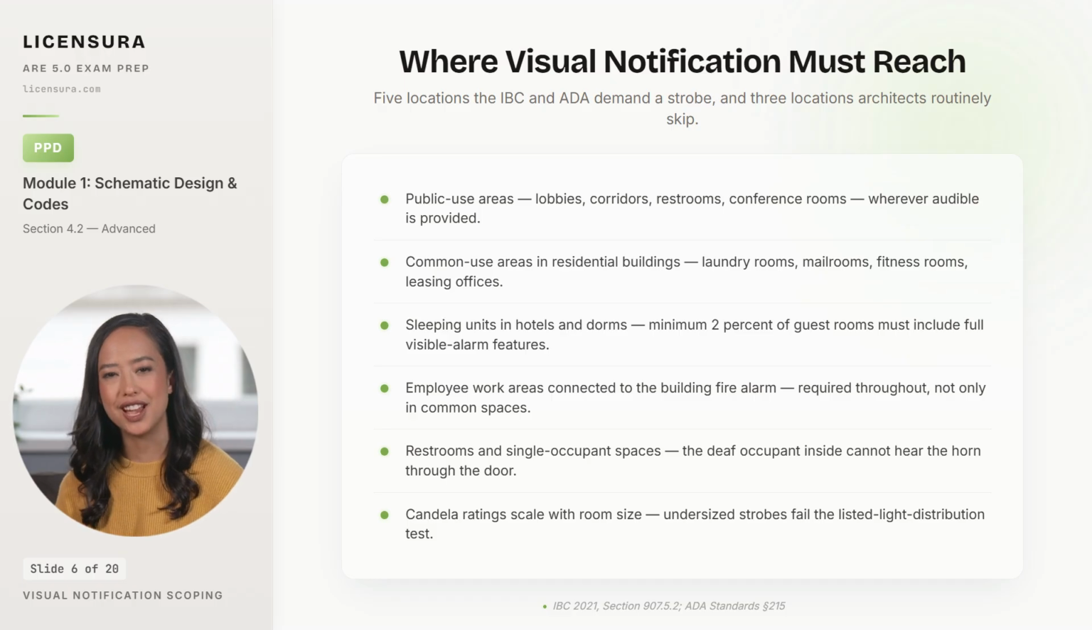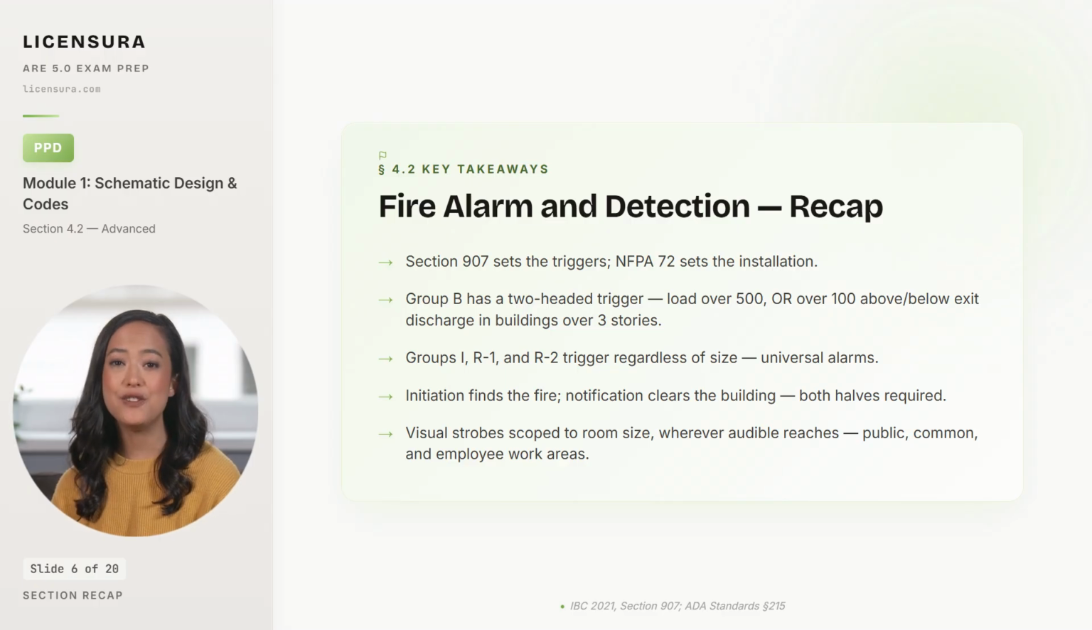Walk away with this as the alarm system checklist for any code-driven schematic review. 5 anchors from the fire alarm framework.